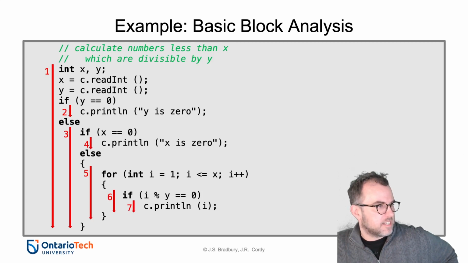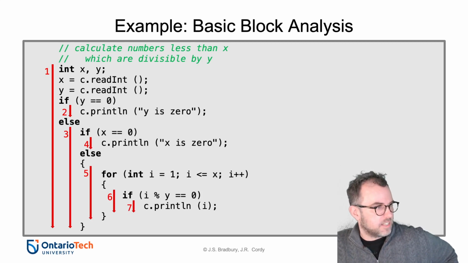as long as I is less than or equal to x. So I starts out as 1, so x has to be at least 1. If x is 1, this will execute, right? If x is 2, this will execute 2 times, 3 times, and so on. So if x is 1 and y is not 0, this will execute. So we can use the value 1, 1 as our test.